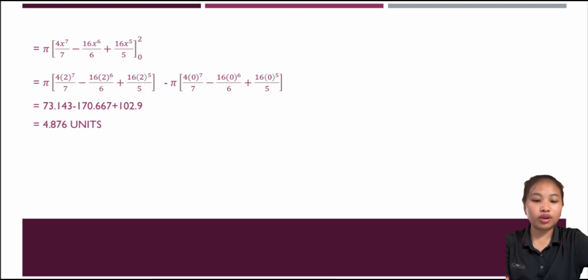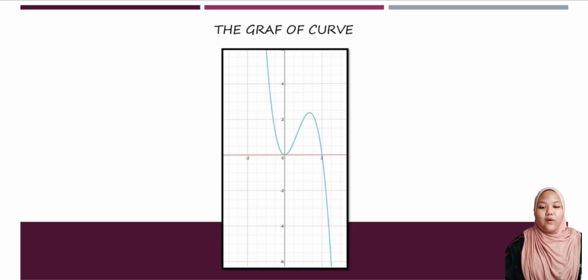Then substitute the value of upper limit and lower limit in x and we got pi times 4 times 2 to the power of 7 over 7 minus 16 times 2 to the power of 6 over 6 plus 16 times 2 to the power of 5 over 5, minus 4 times 0 to the power of 7 over 7 plus 16 times 0 to the power of 6 over 6 plus 16 times 0 to the power of 5 over 5, and equal to 73.143 minus 170.667 plus 102.4. The answer is 4.876 pi units.